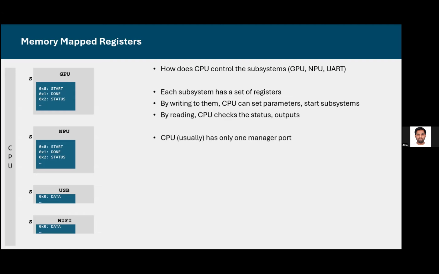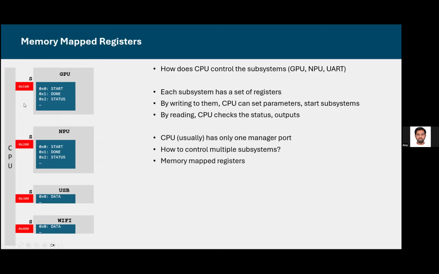So the CPU usually has one manager port. Some might have more than one, but let's assume it has one manager port. From this one manager port, how do you control all these multiple subsystems? To do that, you memory map all of them to one memory space. This is how we do that.